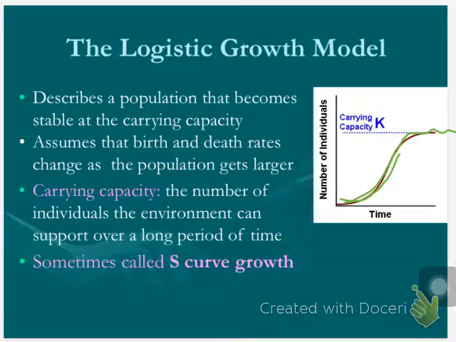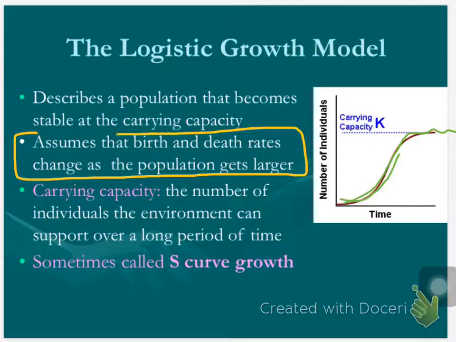Remember we said we're looking for the word assumes? The assumption of logistic growth is that as that population gets bigger, births slow down and deaths increase until you get to a point where they pretty much balance out and we have this sort of stable population at some point. That stable population size is what we call carrying capacity. It's how many individuals the environment can support over the long term.